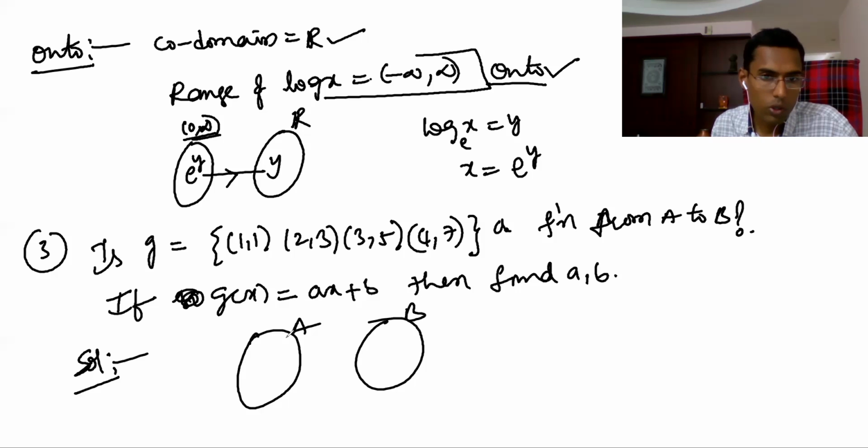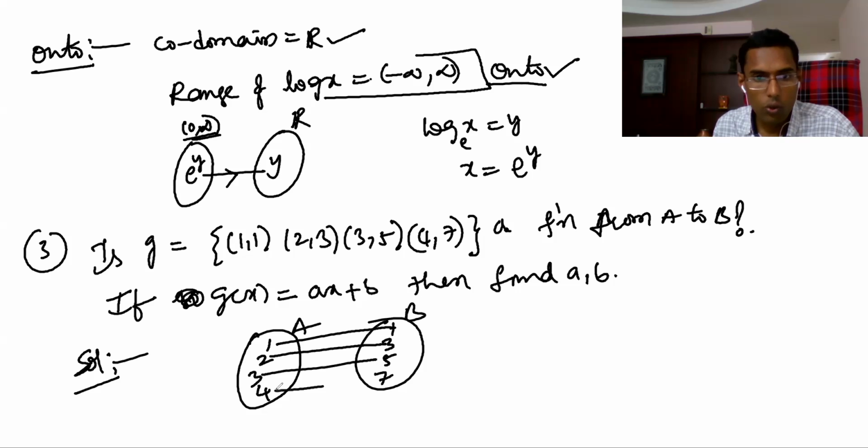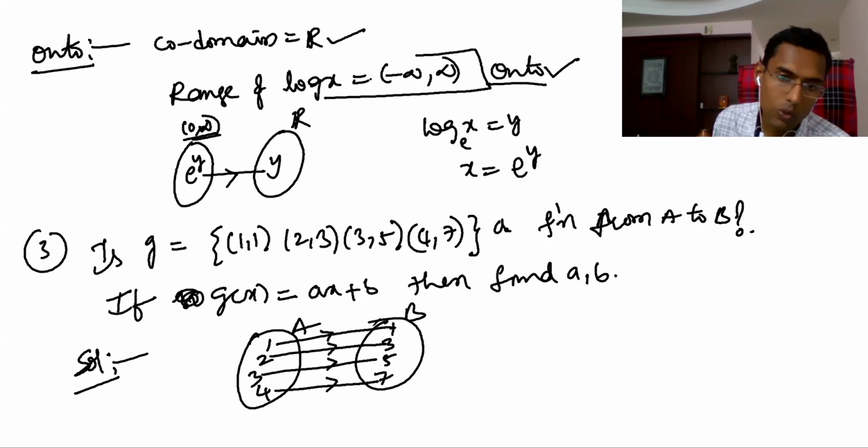A is {1, 2, 3, 4}. B is {1, 3, 5, 7}. Now here we have (1,1), (2,3), (3,5), (4,7). Therefore it is a function, because every element has one image. One has one image, two has one image. So this is a one-one function, an onto function also, a bijection.